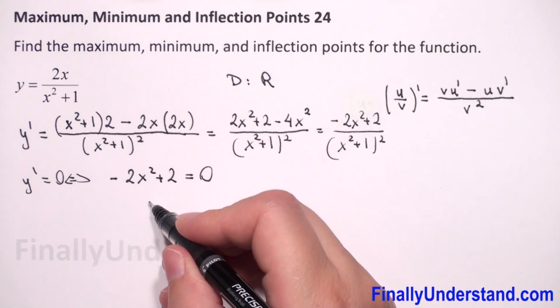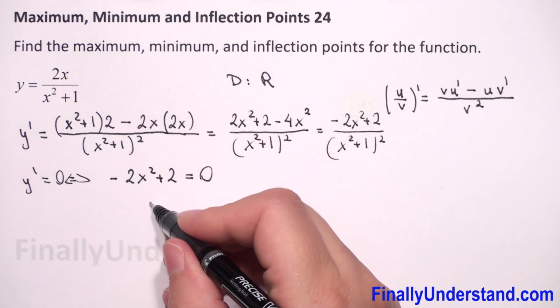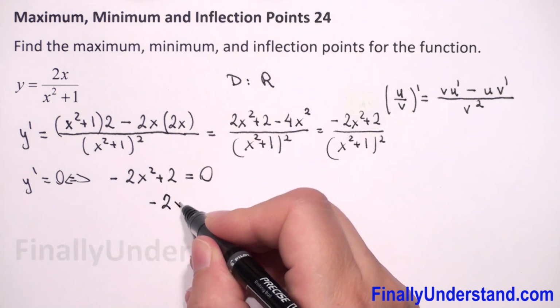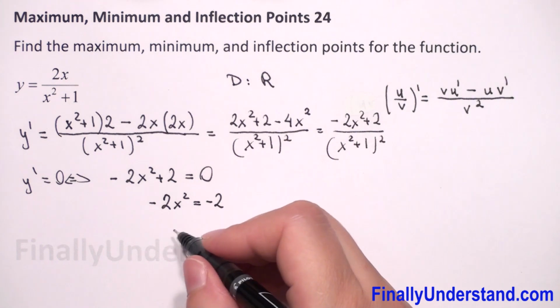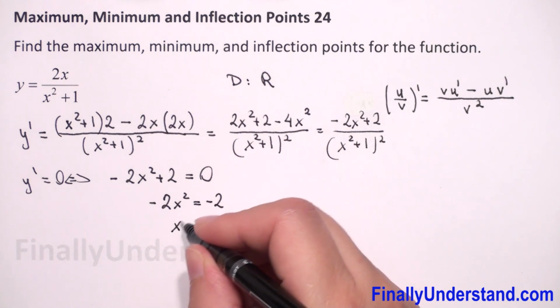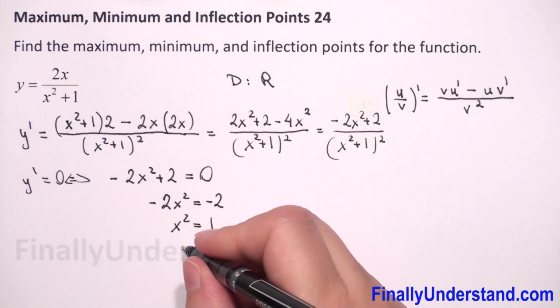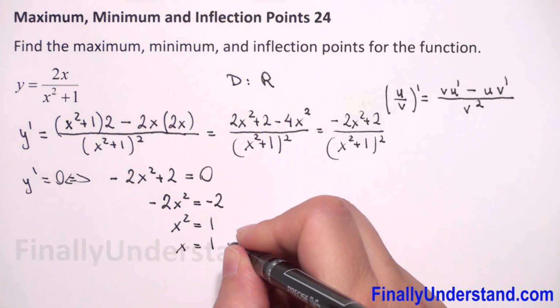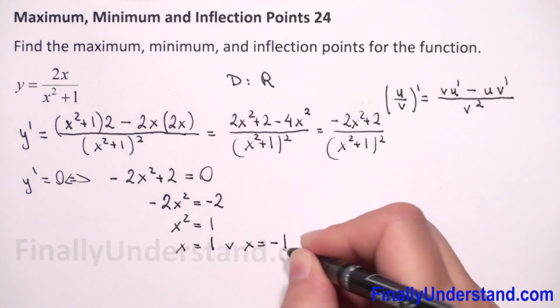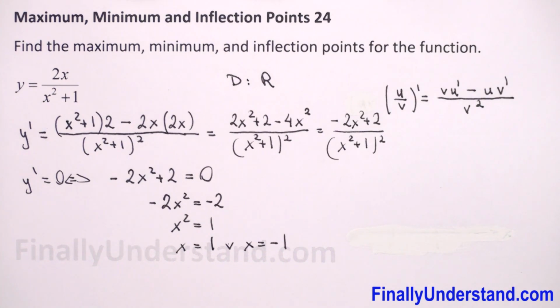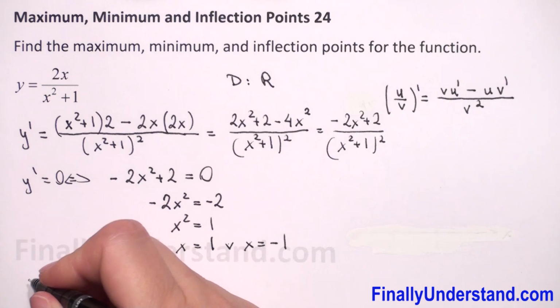So we can move 2 to the right side, so it will be negative 2x squared equals negative 2. Divide both sides by negative 2, so we have x squared equals 1. So x is equal to 1 or x is equal to negative 1. We have two critical values. Now to check if we have a maximum or minimum, we will use the second derivative test. So we need first to find the second derivative.